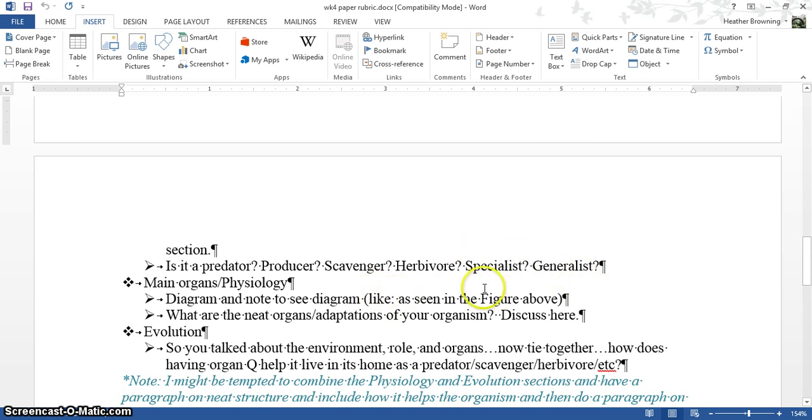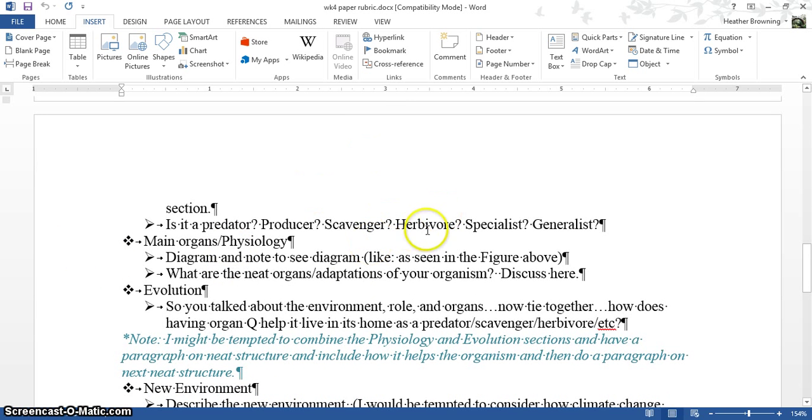They would probably be considered more of a generalist. However, they are definitely a scavenger. And they are prey, right? You know, they're totally an herbivore.